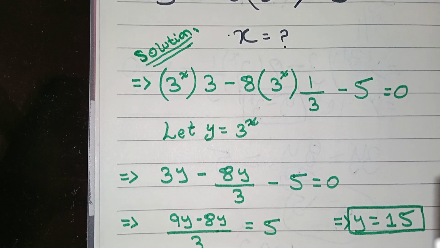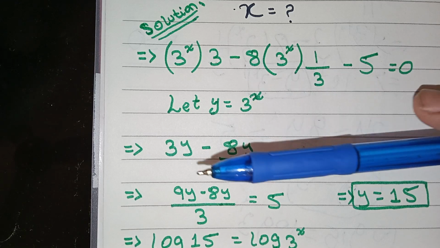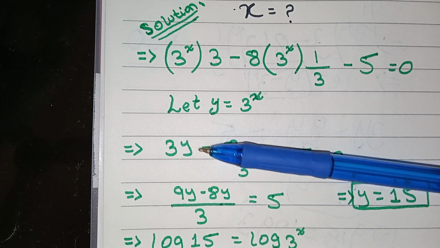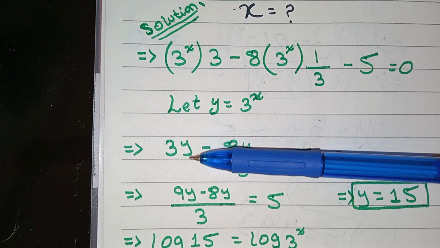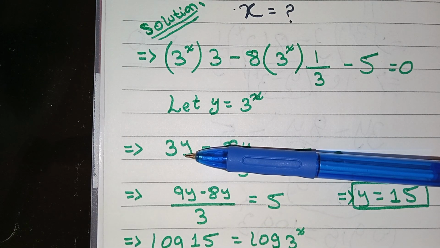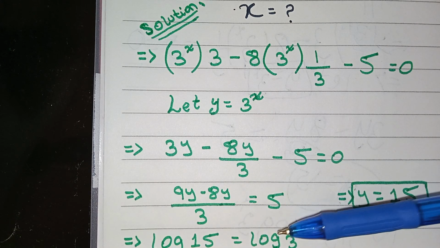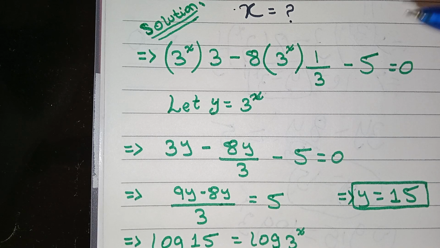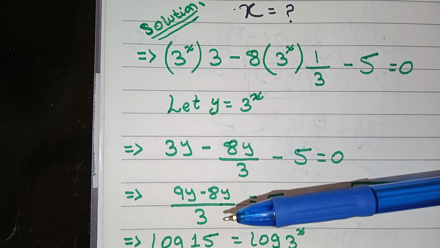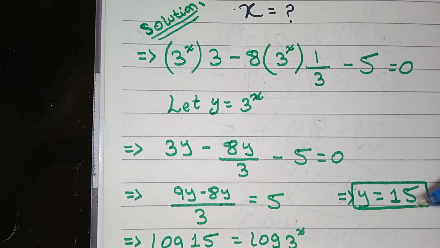Then we will subtract the fractions. How will we make the denominators the same? We will multiply the number in the denominator by the numerator also. So 3y will be multiplied by 3, giving 9y minus 8y over 3 equal to 5, because this minus 5 will go on the right hand side, so it will automatically become a positive sign. So 9y minus 8y is equal to y. So y over 3 equal to 5 will be written as y equal to 15.